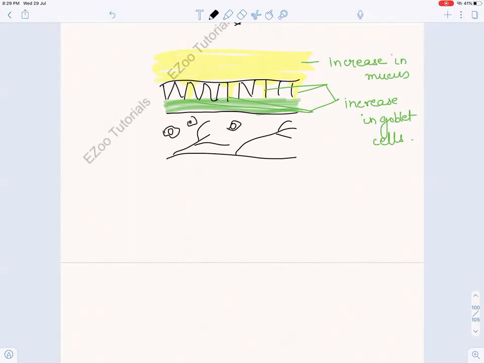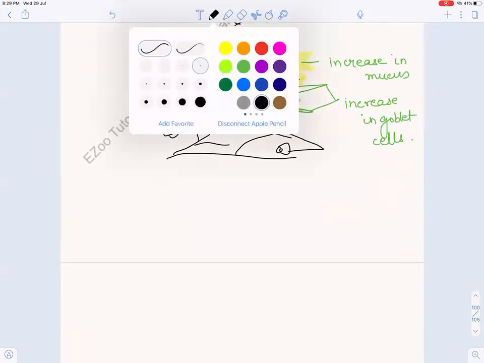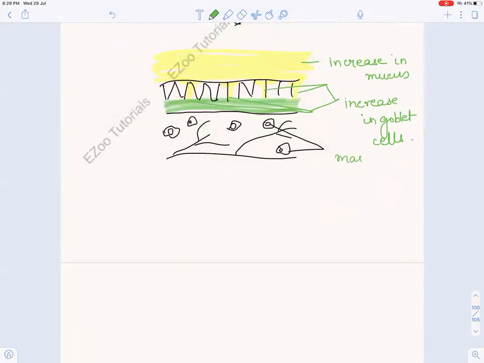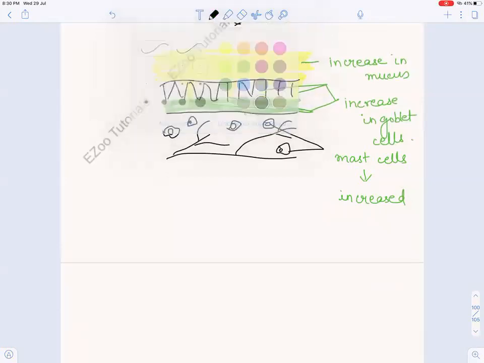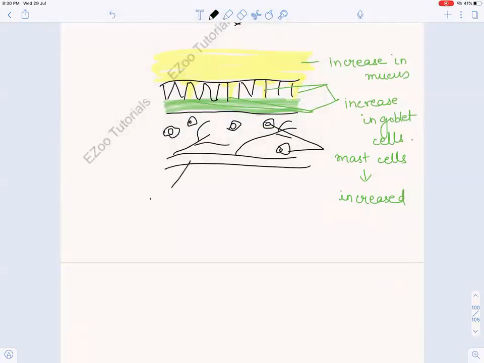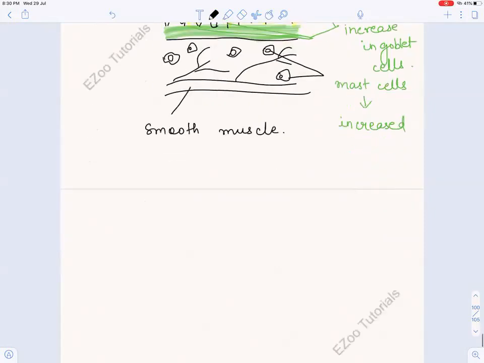Now see what is happening to the mast cells. These are mast cells. And what happened to the mast cells? They have increased. And below there is what? There is the smooth muscle layer. This is the smooth muscle. Okay, so let us see what all happened.